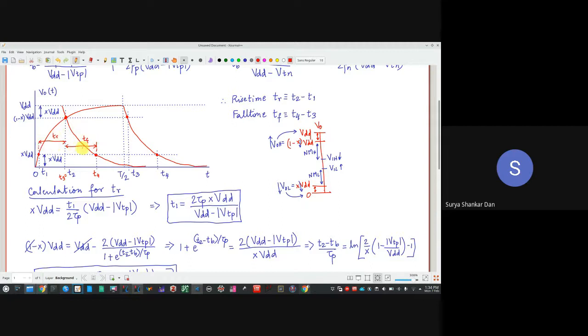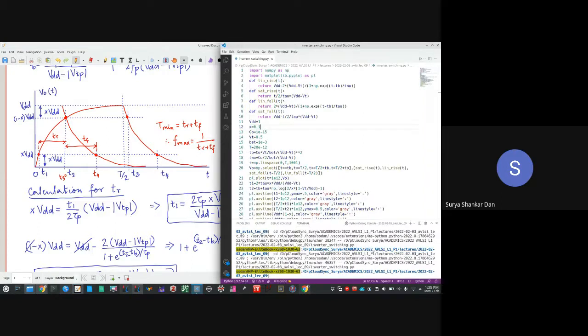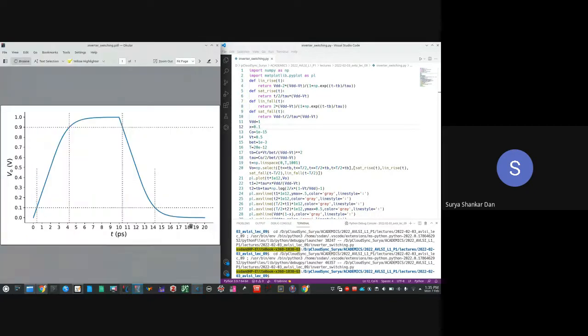So what is the new time period, the minimum time period you can get? T minimum will be equal to TR plus TF. Correct? Therefore, what is the maximum operating frequency for this?